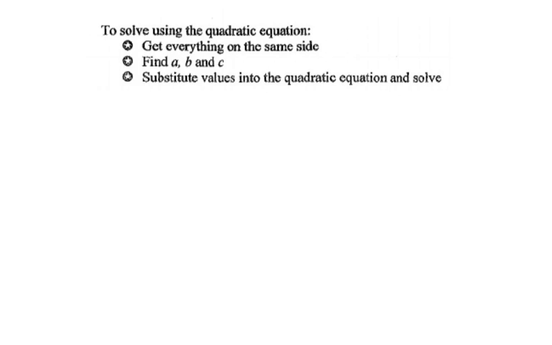Okay, this is Algebra 1, and this is the second day of the quadratic equation. We learned before that the quadratic equation is negative b plus or minus the square root of b squared minus 4ac all over 2a. A is the number that was in front of x squared, b is the number that was in front of x, and c is your constant. It's important that you get everything on the same side before you figure out what a, b, and c are, and then you put the values into the equation and, taking it a step at a time, solve.